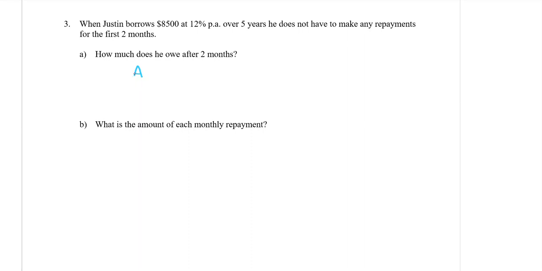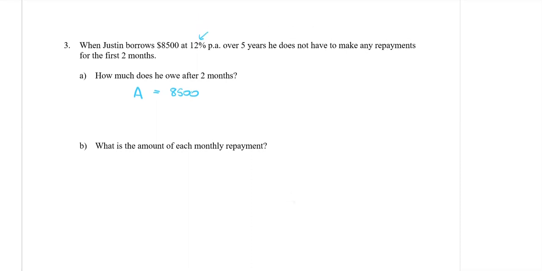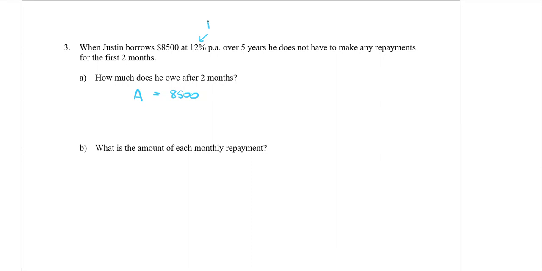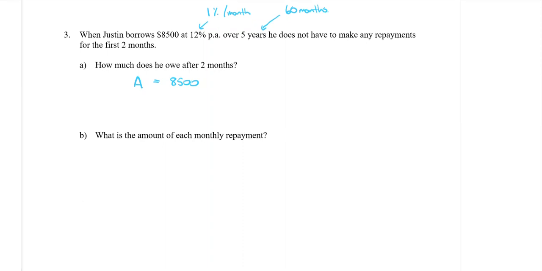this is just straight compound interest, so A in the compound interest formula equals 8,500. Wait a second, I didn't change this. 12% per annum, what's that in months? 1% per month. And 5 years is 60 months. We will, yes, when we do the big series part, yes.